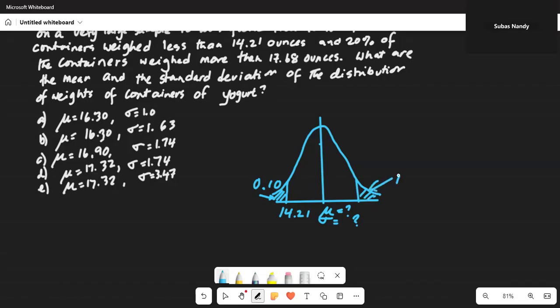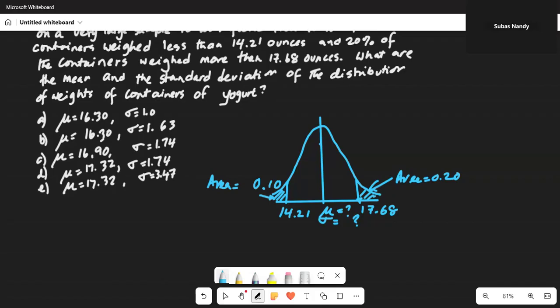So this area is 0.20 and this area is 0.10 and this value is 17.68, because 20% weighed more than 17.68. That means the area under the normal curve representing the weight of the containers beyond 17.68 ounces is 0.2 or 20%. So we need to find the mean and the standard deviation.